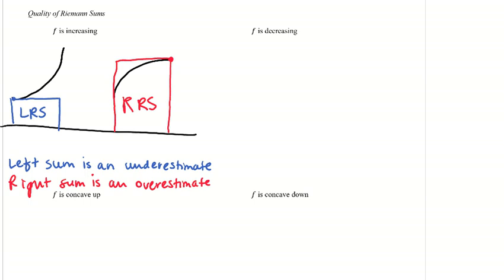Okay, what else was I going to say? Oh, a trapezoid sum, we really can't tell, right? It would be tough to say. It could be an overestimate, it could be an underestimate. So we'll come back to that.